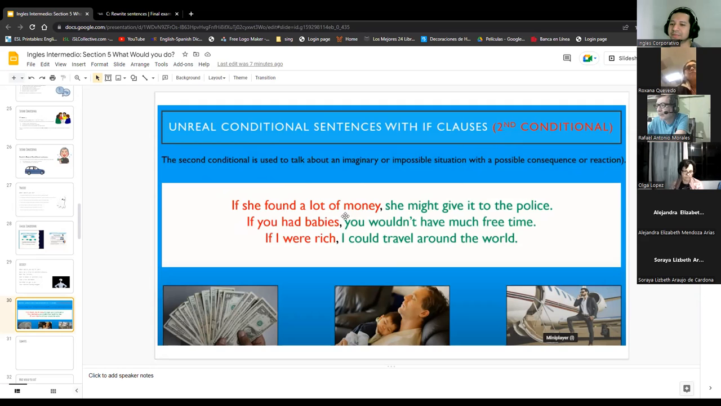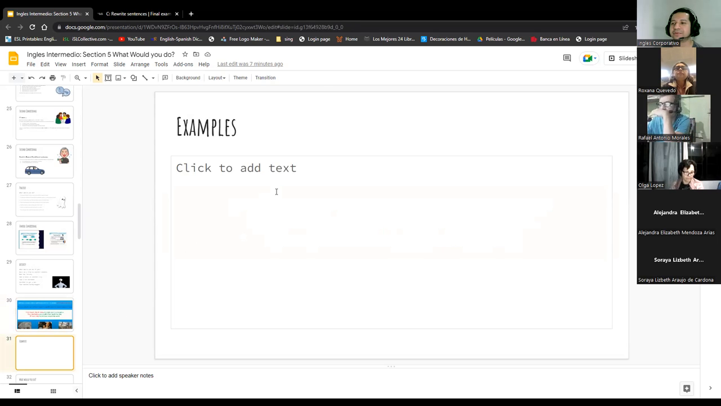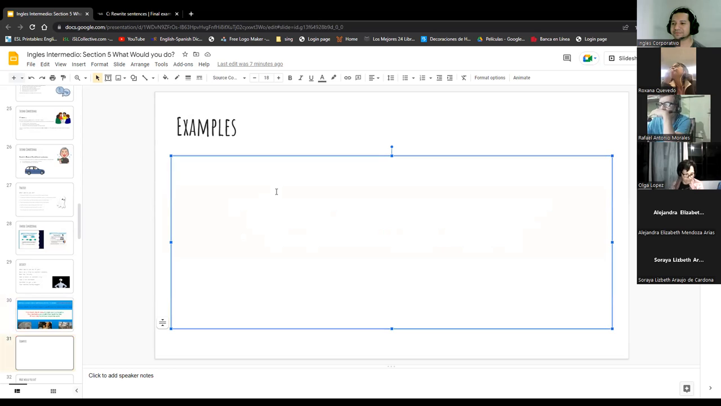If she found a lot of money, she might give it to the police. If you had babies, you wouldn't have much free time. If I were rich, I could travel around the world. So these are imaginary situations, okay? Did you write more examples? ¿Escribieron más ejemplos? Yes, teacher. Okay, can you give me your examples, please, just to check?